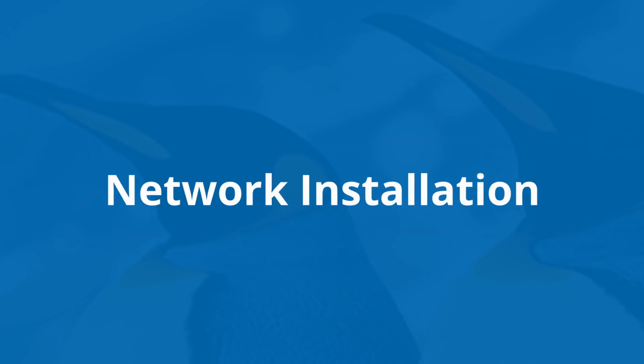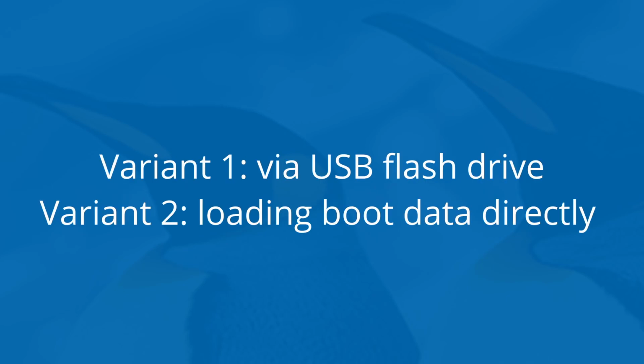In a network installation, the installation files are read not from a USB flash drive, but from the network. There are two variants, which differ in how the installation starts: via USB flash drive, where data is then loaded from the local network, or loading boot data directly from the local network.